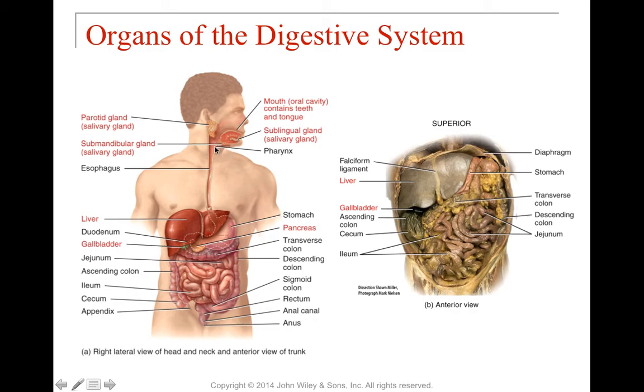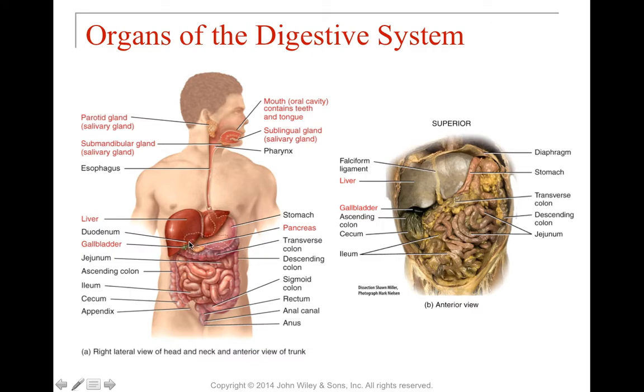Then it's going to get swallowed, so the bolus of food goes down the esophagus, where it's going to enter into the stomach. The stomach here is depicted in dashed lines because it's actually hidden by the liver. As it passes through the stomach, it's going to enter into the small intestines. That's also depicted in lines here because it's behind what we're seeing here, the transverse colon and the liver.